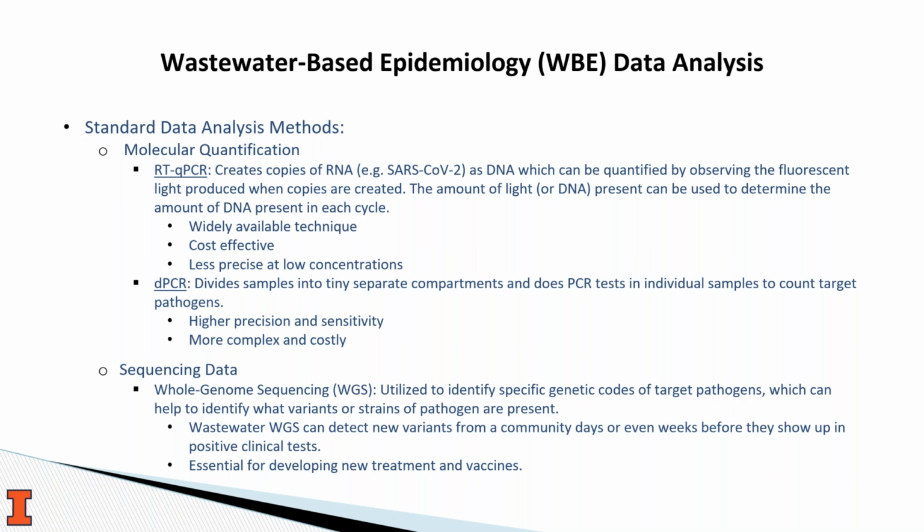In addition to quantifying the virus, we can also look at the genetic code through whole genomic sequencing. This lets us identify specific variants or strains, like, for COVID, Delta, Omicron, or any of the newer ones. Wastewater sequencing can also detect new variants before they show up in clinical testing. So it's a very useful process to identify which variants might be a concern or risk for a certain community.